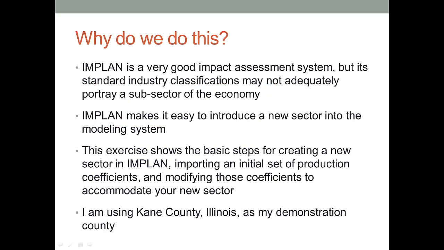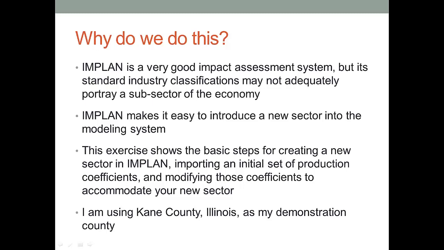IMPLAN is an input-output modeling system that we often use for impact analysis of local foods and lots of other types of industrial studies. But sometimes the sectors that are in IMPLAN don't adequately reflect the scenario that we're trying to study. Now we can modify IMPLAN, it's very easy to do, and we can introduce a new sector into the modeling system. This exercise will show us the basic steps for doing that, and how to also import a set of production coefficients and to modify those coefficients if we need to accommodate our new sector.